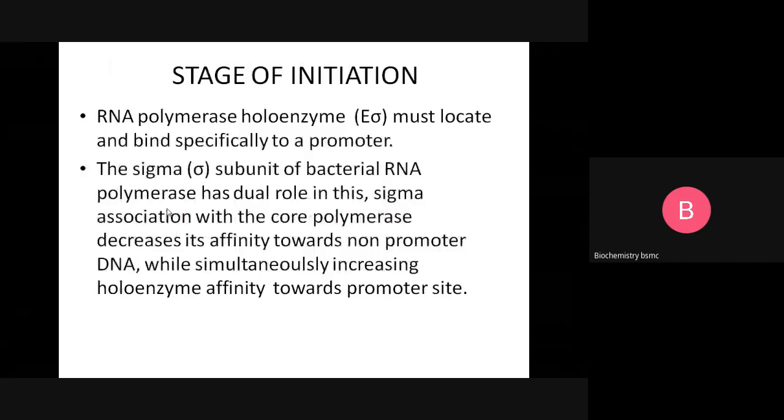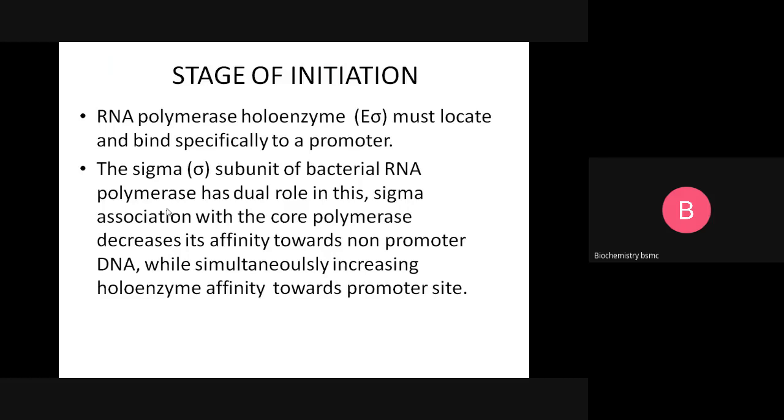So E sigma must locate and bind physically to a promoter. This is very important: to attach to the promoter site, the enzyme must be in the holoenzyme form. So it is obvious that the sigma subunit actually takes part in the initiation. Now to elaborate, the sigma subunit of bacterial RNA polymerase has a dual role. So it has 2 definite roles.